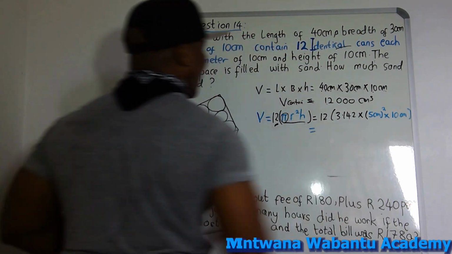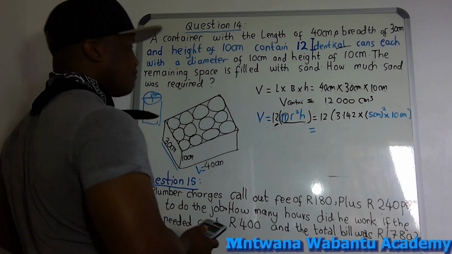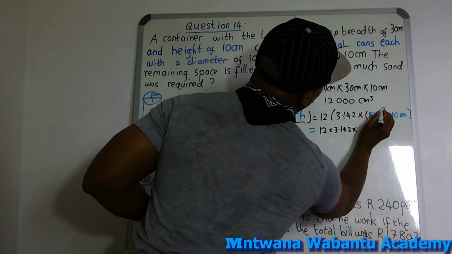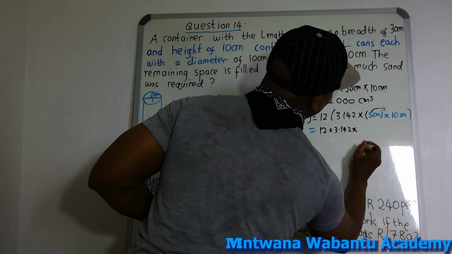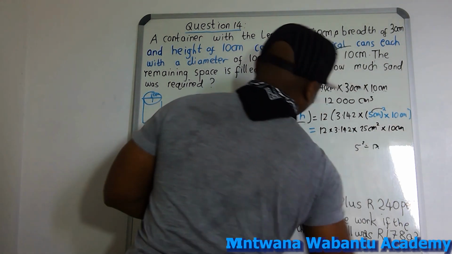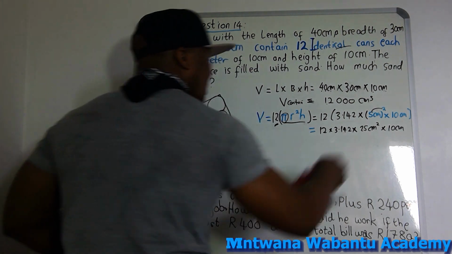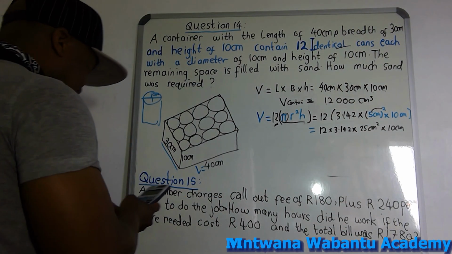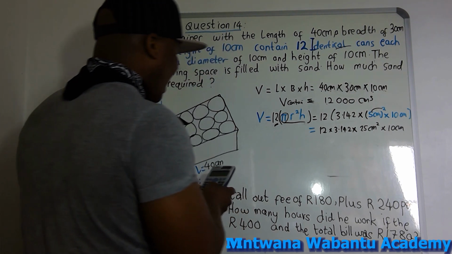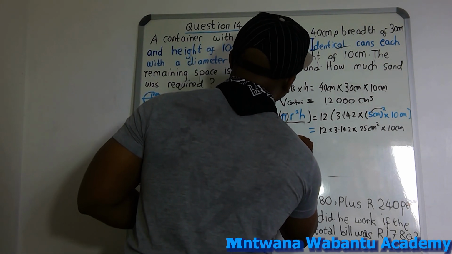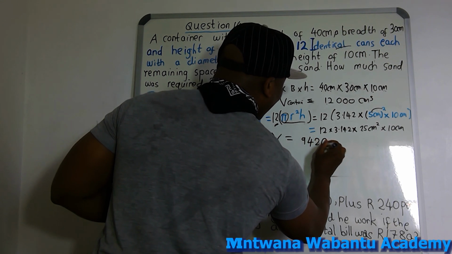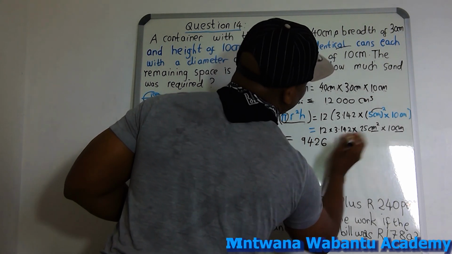So what I'm going to do, I'll just take the calculator and multiply this stuff. Or you can just say, okay, 12 times 3.142 times 5 squared. 5 squared means 5 times 5 equal to 25 centimeter squared times 10 centimeters. So we're going to plug that into the calculator. You see 12 times 3.142 times 25 times 10. And this is going to give us 9426. So the volume of all these cylinders together, that's what multiplied by 12, is equal to 9426. Centimeter squared times centimeter means this is squared and another centimeter is going to be centimeter cube.